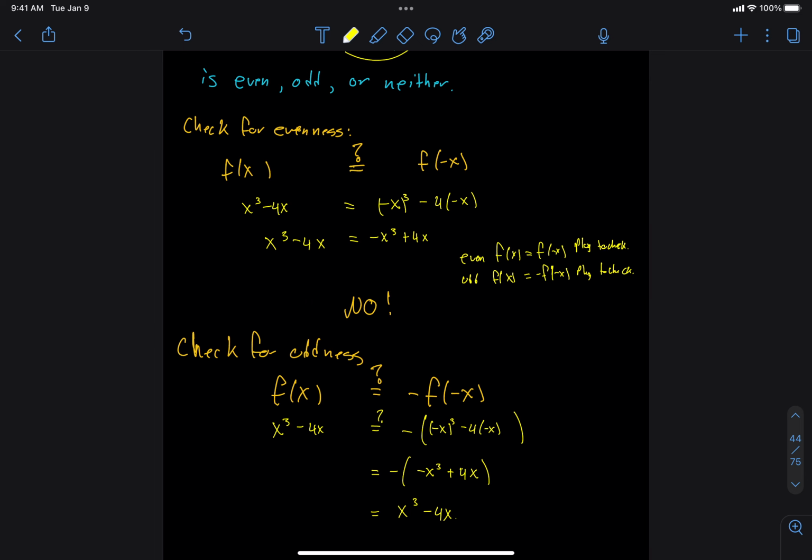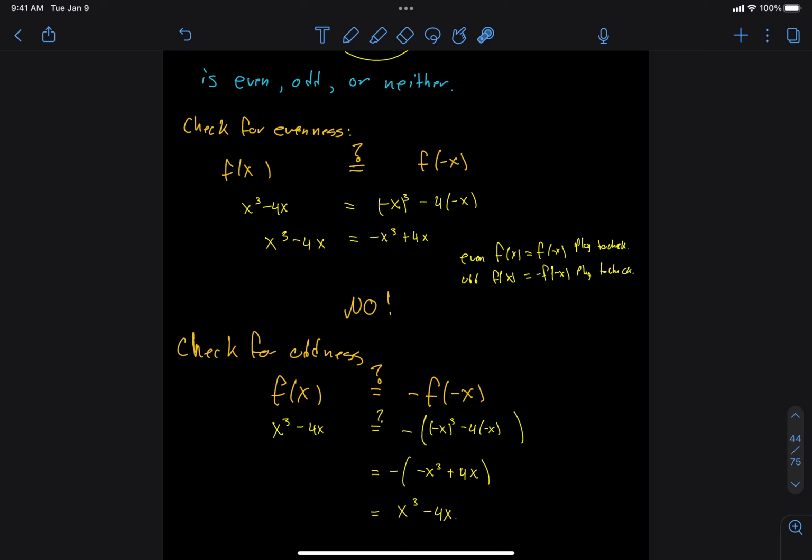And there are some functions that you should have memorized as even or odd, like x to the p. If p is even, the function is even, like x squared, x to the fourth, x to the sixth. If p is odd, the function is odd: x cubed, x to the fifth, x to the seventh.